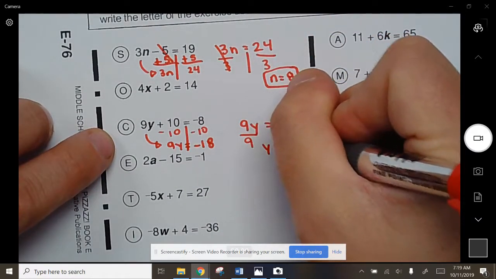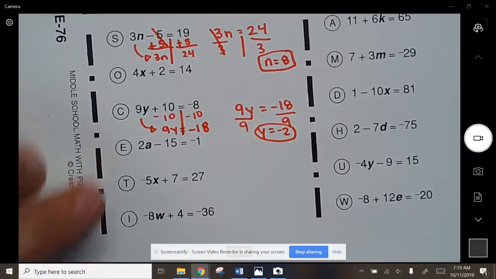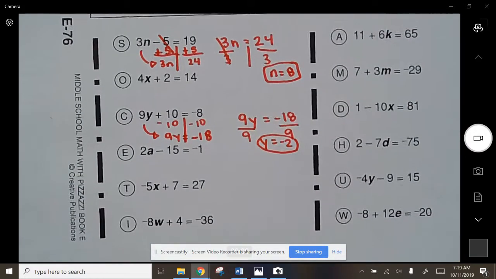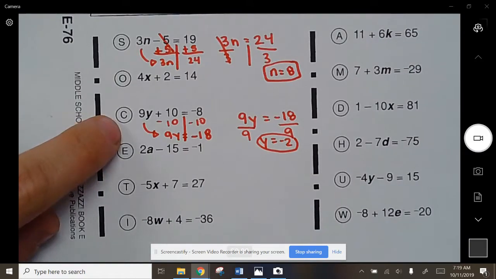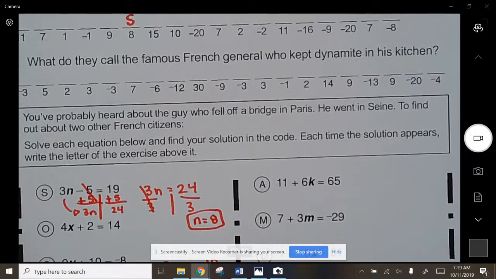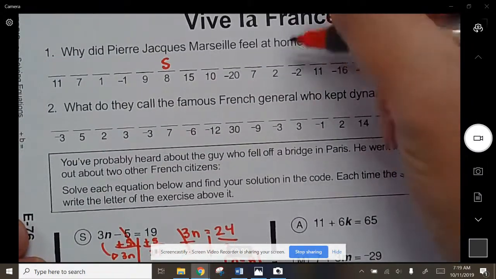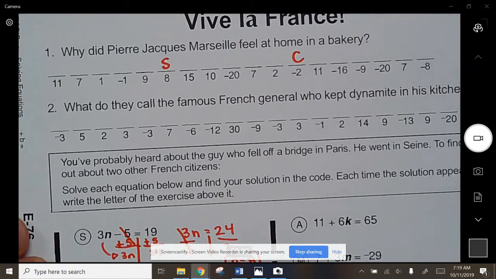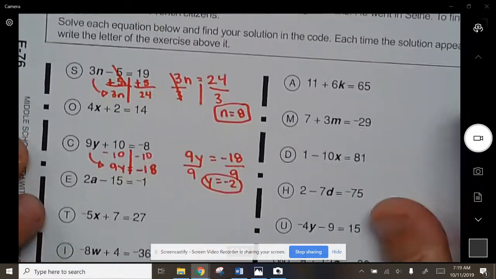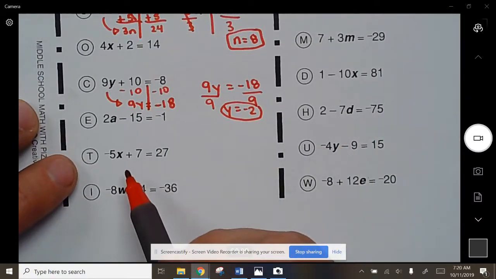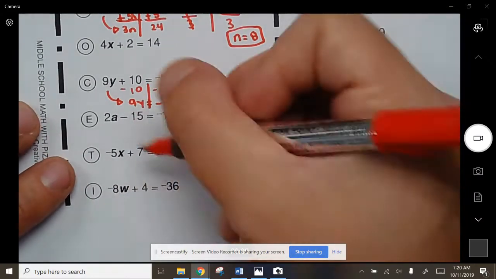Y equals -2. You can have the calculator open too if you need it. So I get -2 for y. The letter C, wherever you see -2, put a C. C there. Are there any other -2s? Okay, that's it. All right. I'm going to let you guys go and look at letter T. And letter T is going to be a little interesting at the end of it.